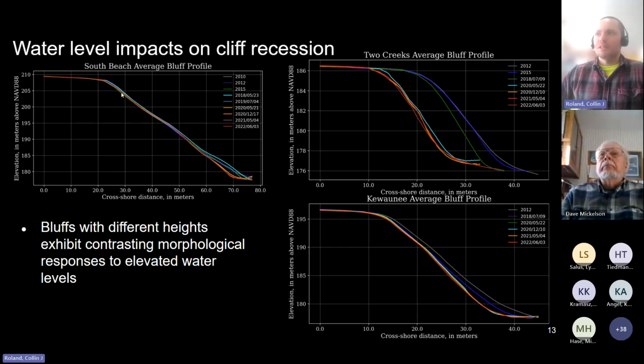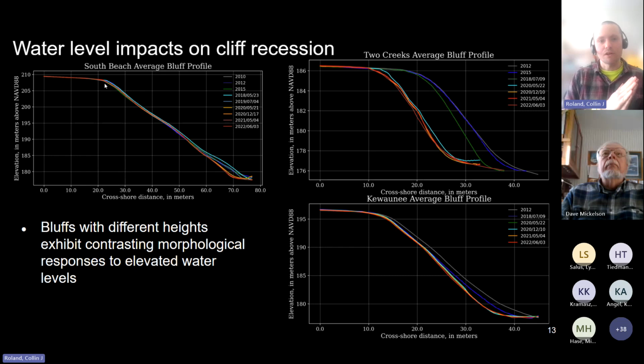And if you look at South Beach and Kewaunee, you'll notice that there's been a lot of recession at the toe of the bluff. So the toe position has stepped back, maybe on the order of 10 meters, at both of these tall 20 to 25 meter bluffs. But there's been relatively little change at the crest, at least as of our most recent data in 2022. Maybe things have changed since then. So these bluffs are clearly out of equilibrium.